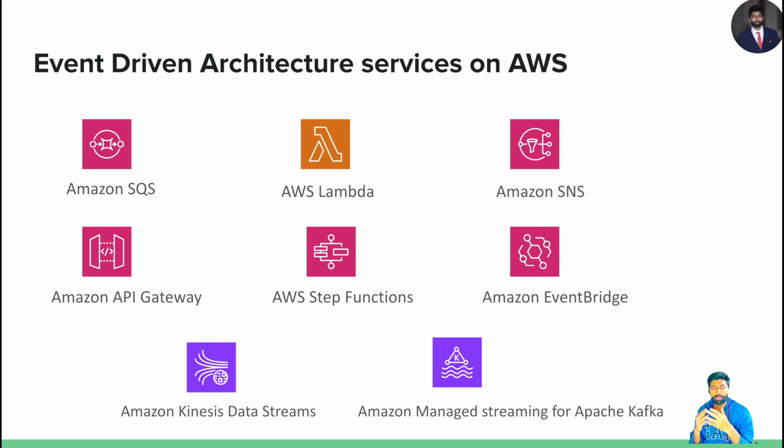Amazon Managed Streaming for Apache Kafka or Amazon MSK is a fully managed service that enables you to build and run applications that use Apache Kafka to process the streaming data. Amazon MSK provides the control plane operations such as creating, updating, and deleting the clusters.